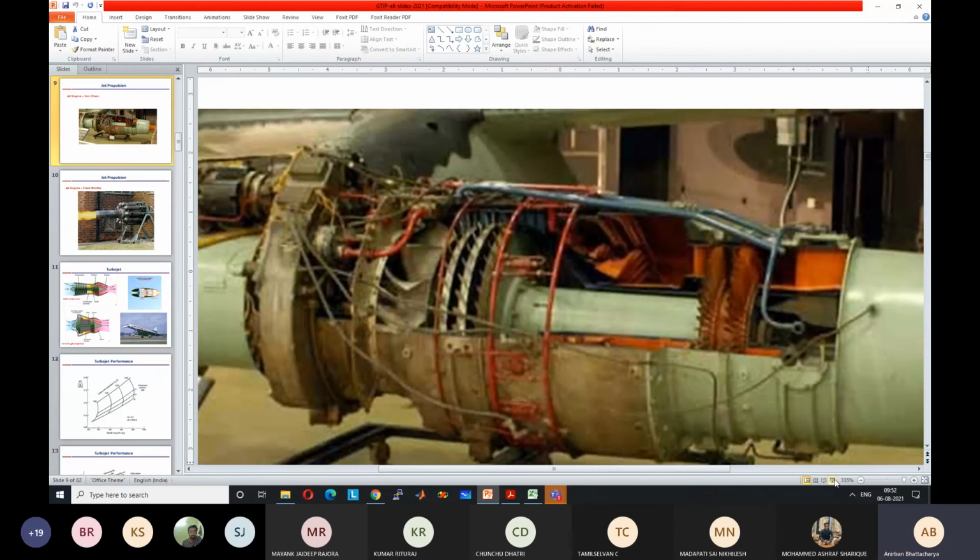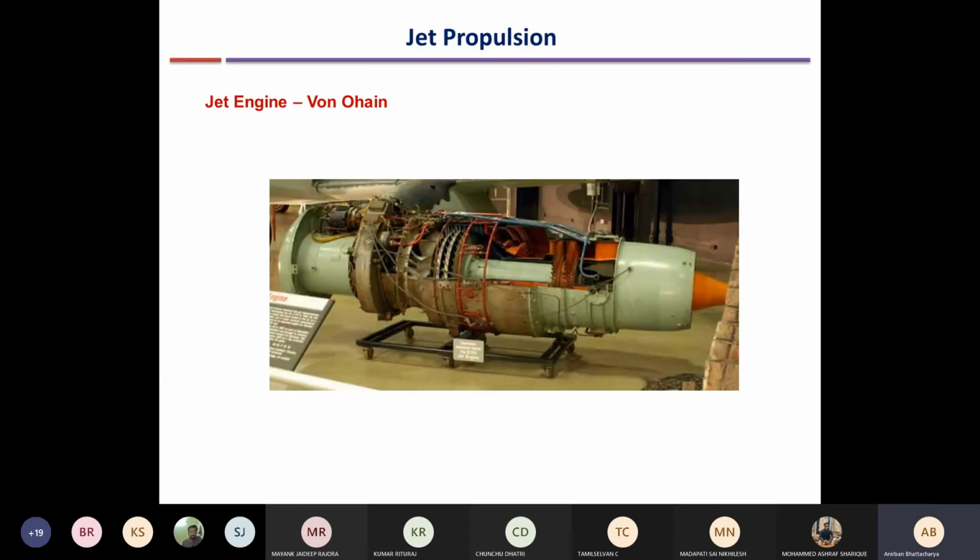Two groups were independently working on the use of turbines for jet propulsion. Steam turbines were already in use, but two groups came up with the idea of using gas turbines for jet propulsion. One of the groups was a German group working with the scientist von Ohain, and they developed a design like this. This design is almost similar to the design that I have discussed with you in today's class.